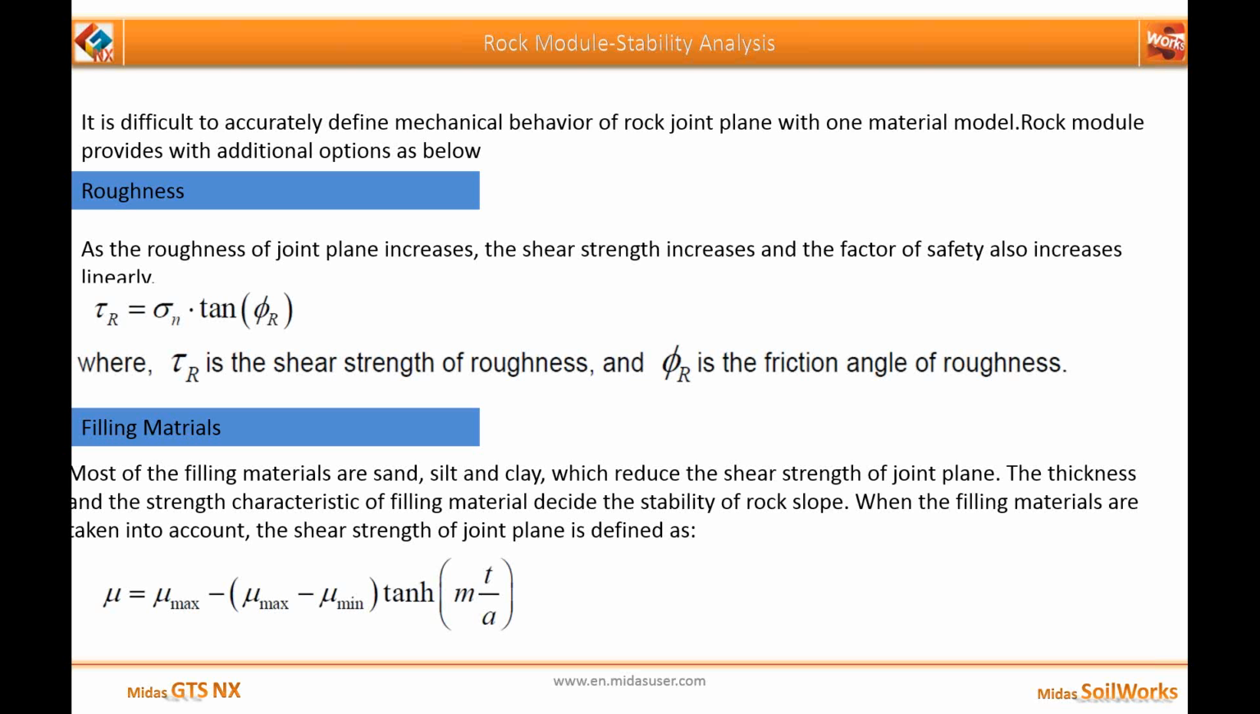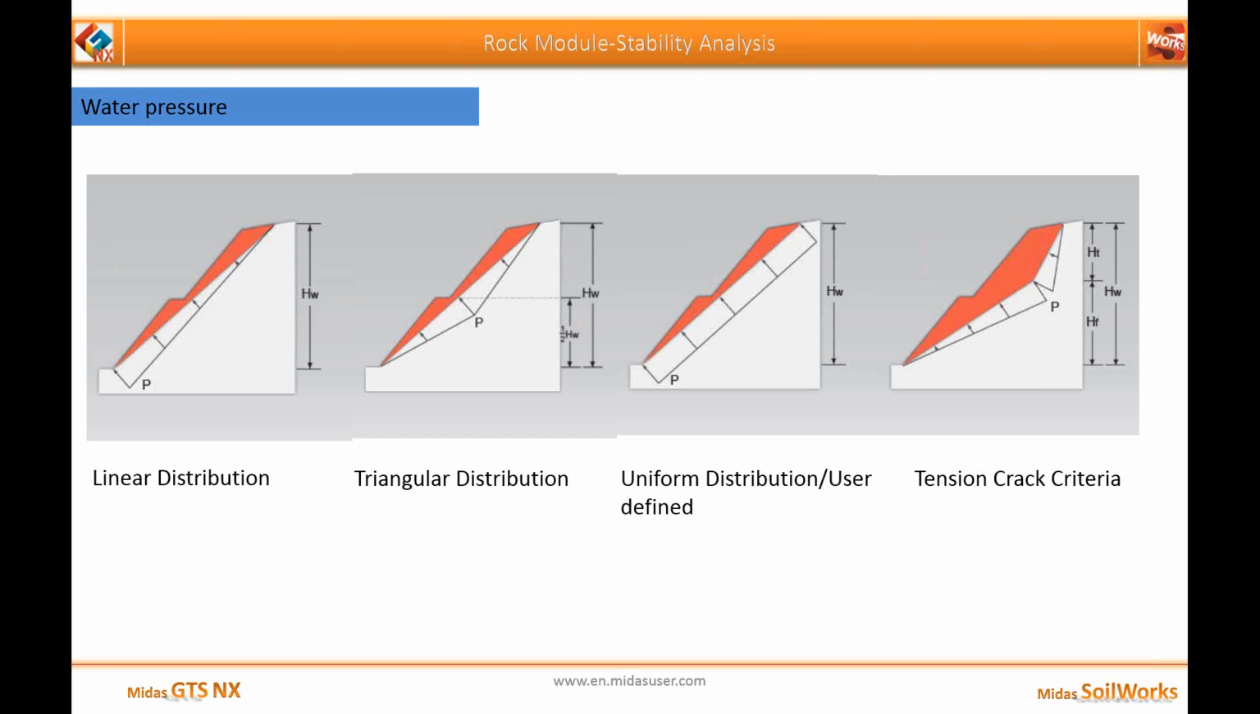Similarly, you can consider the filling materials. Most filling materials are sand, silt, and clay, which obviously reduce the shear strength of the joint plane. So the thickness and the strength characteristics of the filling material decide the stability of the rock slope. So that filling and the roughness can also be considered in the rock module slope stability analysis.